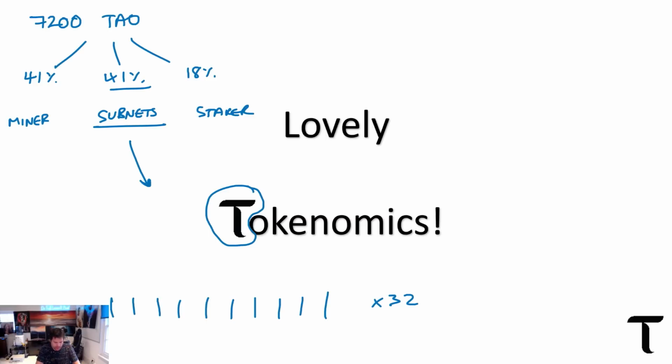So let's just work this out. 7,200, 41% of that. 2,952 TAO is sent to the subnets every single day. So TAO per day. And then the validators choose what percentage each subnet gets.